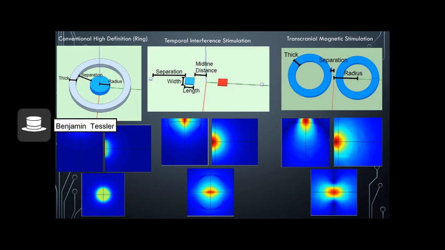For the temporal interference method, for both pairs of electrodes, I changed the distance between the injecting current electrode and the midline. I changed the length and width of the injecting current electrode, and I changed the separation between the injecting current electrode and the return current electrode. For the magnetic stimulation case, I changed the radius of the coil, the separation of the two coils, and the thickness of each coil.